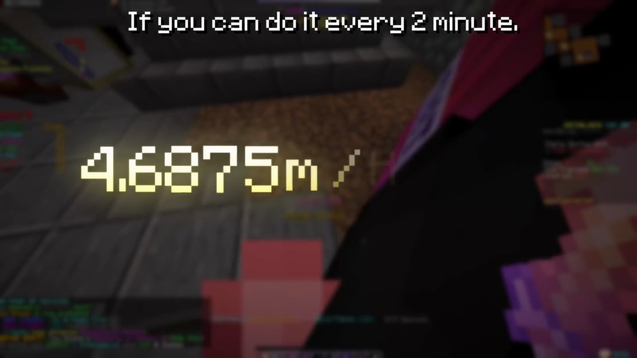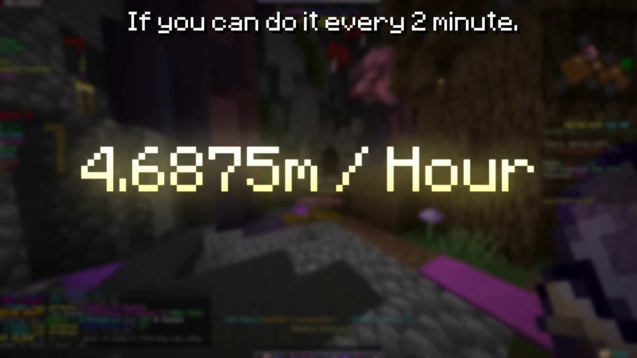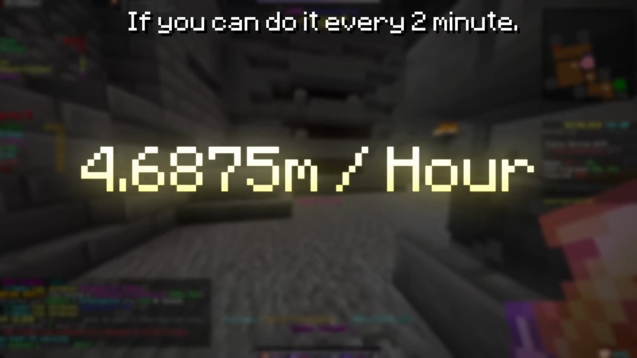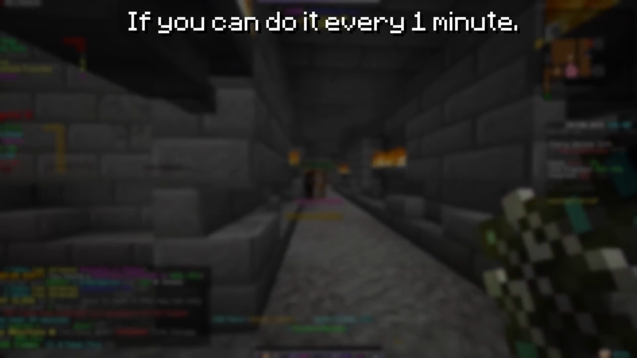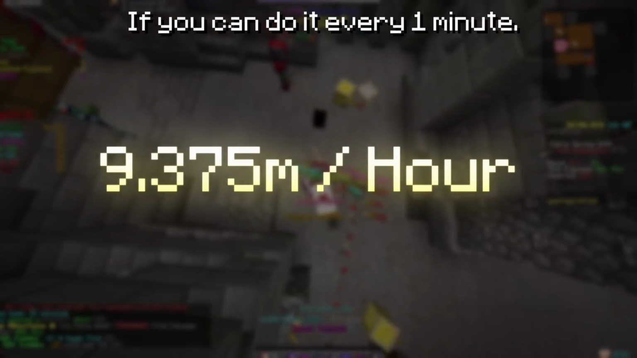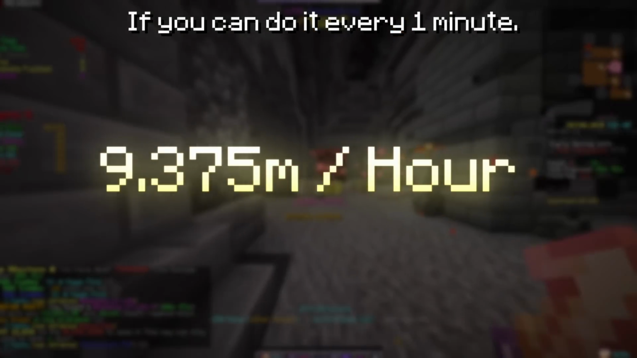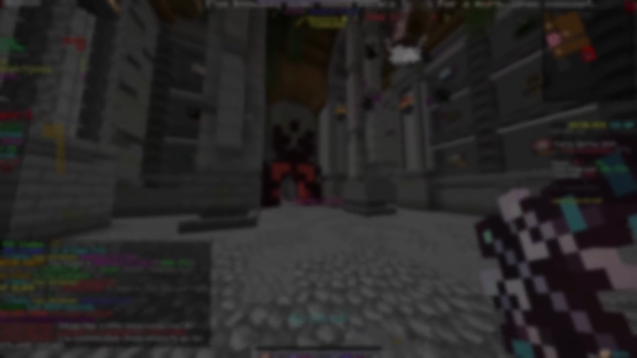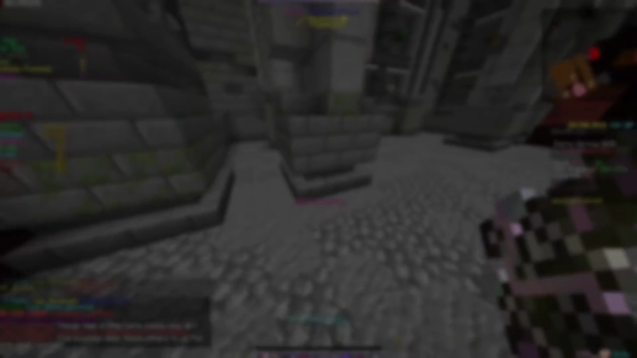would make 4.6875 million coins. But let's say you're more cracked than me and you can do them in like 1 minute, then you would be making 9.375 million coins, which is actually quite good. I think one of the reasons this money making method appeals to a lot of players is because you have a chance of making a ton of money if you just get really lucky.